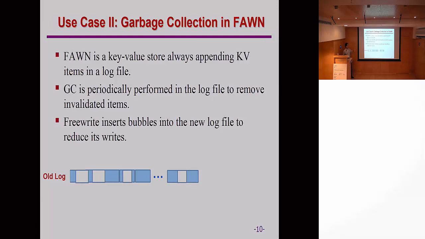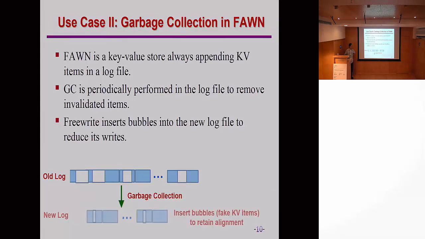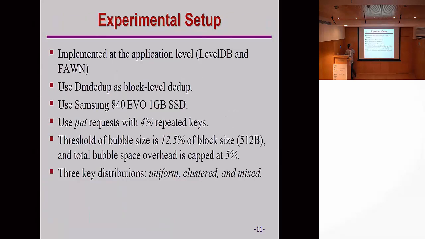In that case, we use Freewrite. We insert bubbles in a new file to try to retain some unclaimed space, to minimize the writing of unupdated data. And then here is some experimental setup. We implemented these two key value store applications, and we use DM-dedup as a block level dedupe.